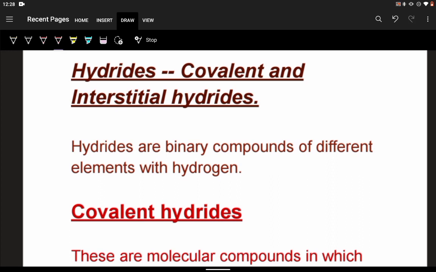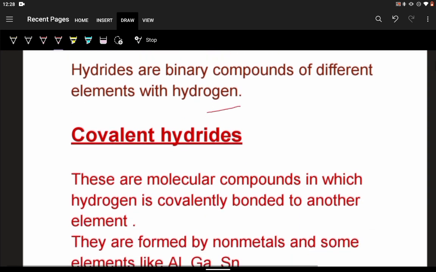Today we will be dealing with the topic hydrides. In that we will deal in detail covalent and interstitial hydrides. Now as we have already seen, hydrides are binary compounds of different elements with the element hydrogen, so the name suggests hydrides. First we will see today covalent hydrides.